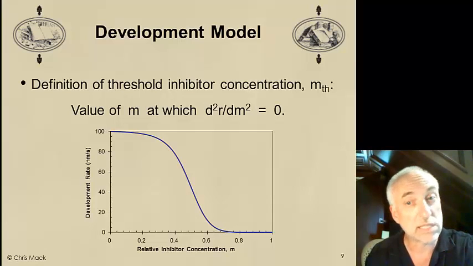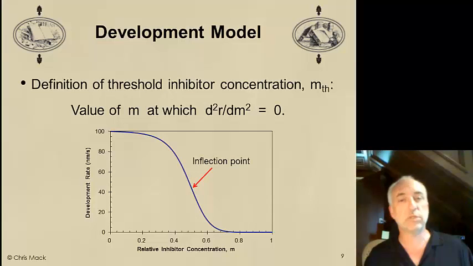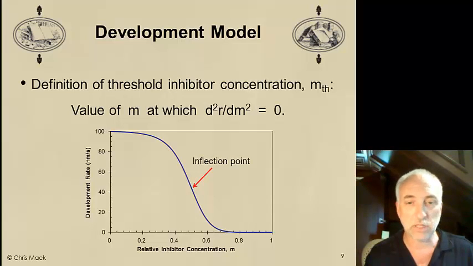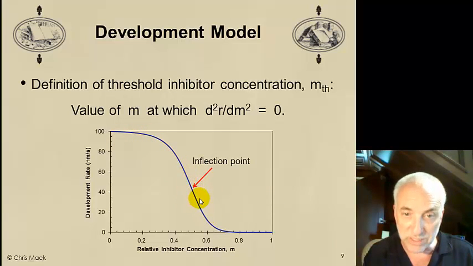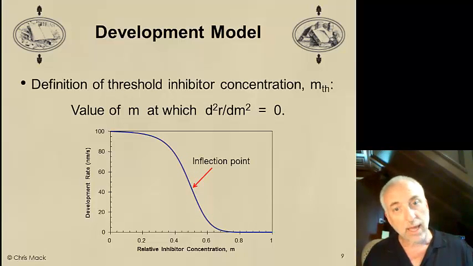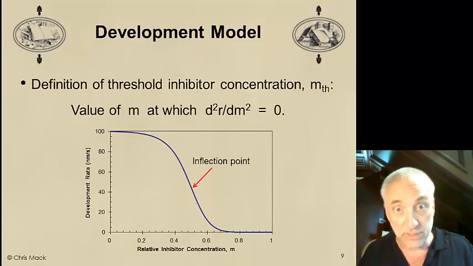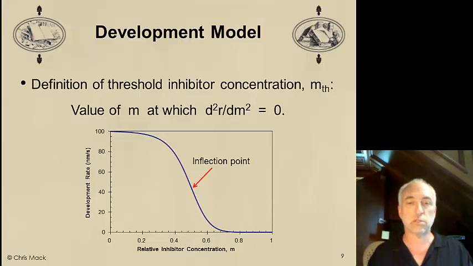And where is the second derivative of this curve equal to 0? It's called the inflection point. The point at which the curvature changes from cupping down to cupping up. So here it's cupping down, here it's cupping up. It's also the point at which the slope reaches its maximum. So the maximum slope of this curve. And it represents, as the name implies, a threshold value of the inhibitor concentration.